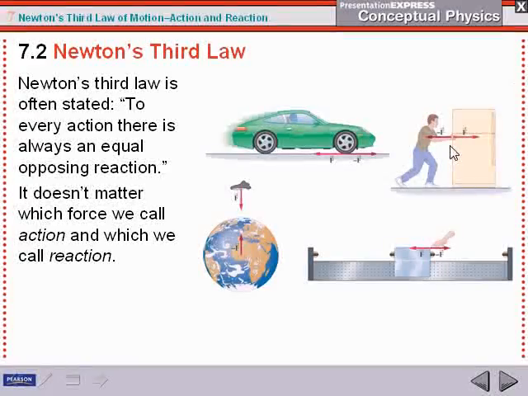You can see you push on a refrigerator. The refrigerator is going to push back on you. Here's an air cart. You push on the cart. The cart's going to push back onto your hand.